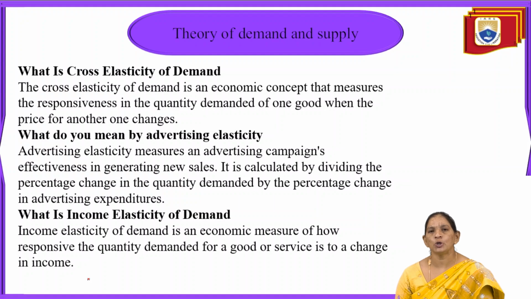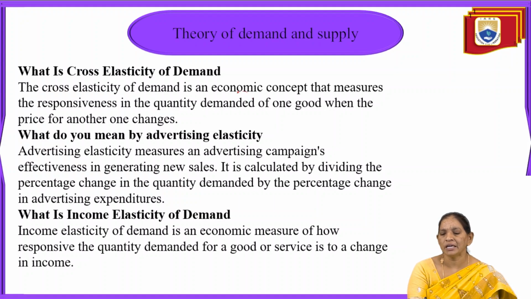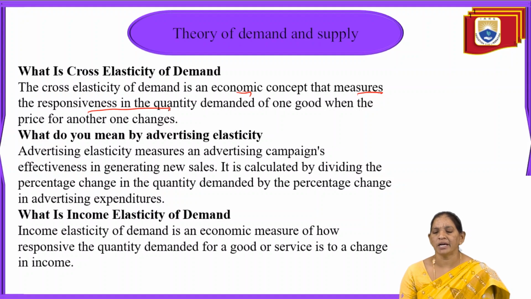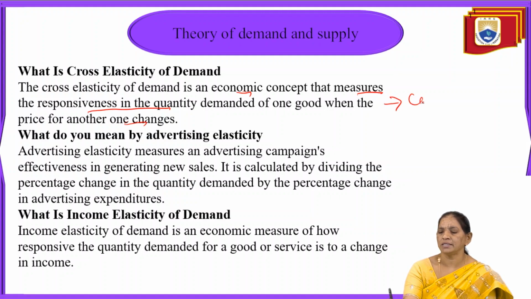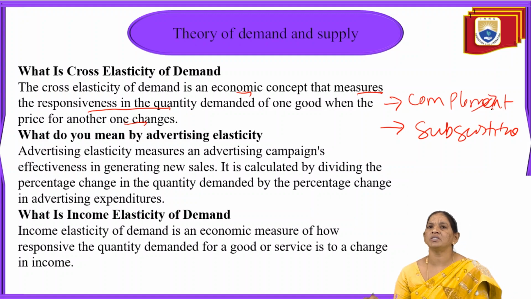What is cross elasticity of demand? Cross elasticity of demand, as an economic concept, is the measurement of responsiveness in the quantity demanded of one good when the price of another good changes. Cross means one is used for the other. Here we can speak of complementary goods and substitutes. Substitutes means alternatives. Complementary means one is required to purchase the other. So when the price of one changes, the demand for the other also changes. We call it cross elasticity of demand.